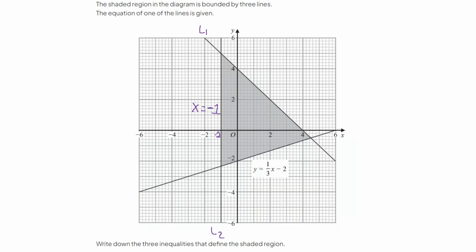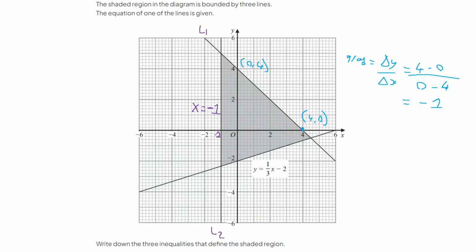This one is a little bit trickier, but let's take a look. You can see it goes through 4, 0, and it also goes through 0, 4. The gradient is equal to the change in y over change in x, which is 4 minus 0 over 0 minus 4, which is obviously going to be equal to minus 1.